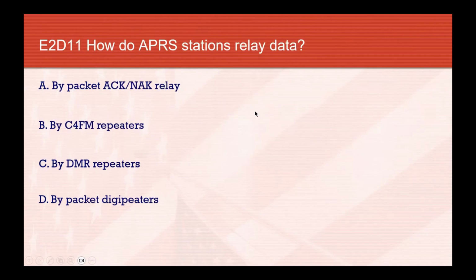How do APRS stations relay the data? By using digipeaters. We send it to a digipeater, it retransmits it with a lot more power to a larger collecting digipeater where it goes onto the internet.